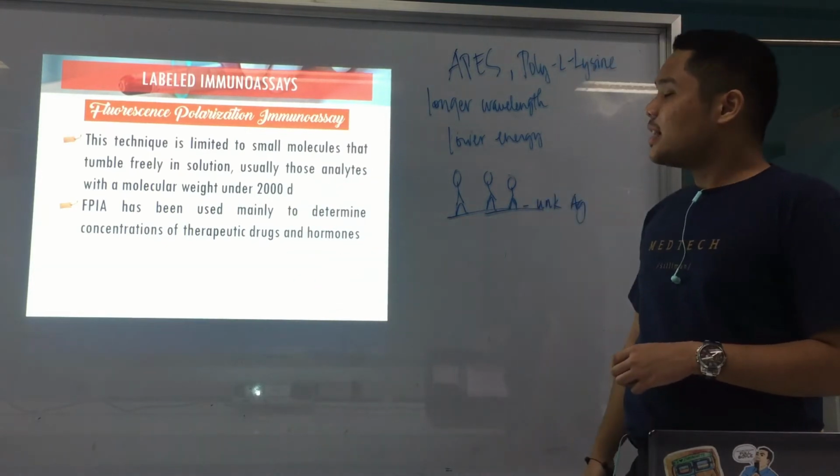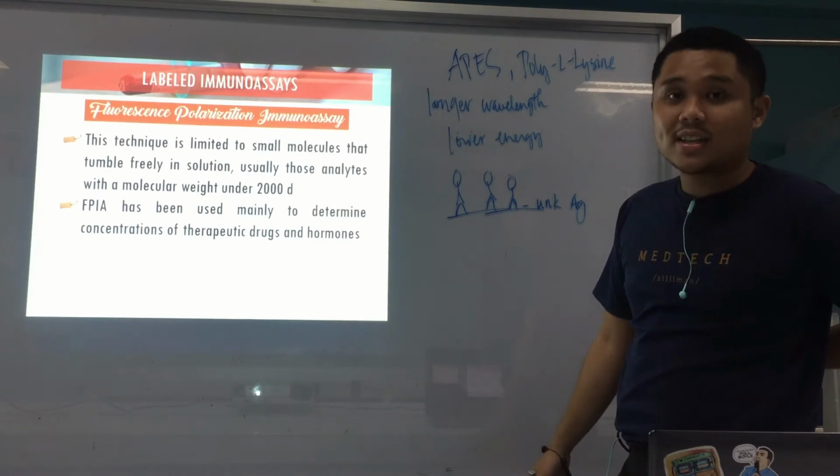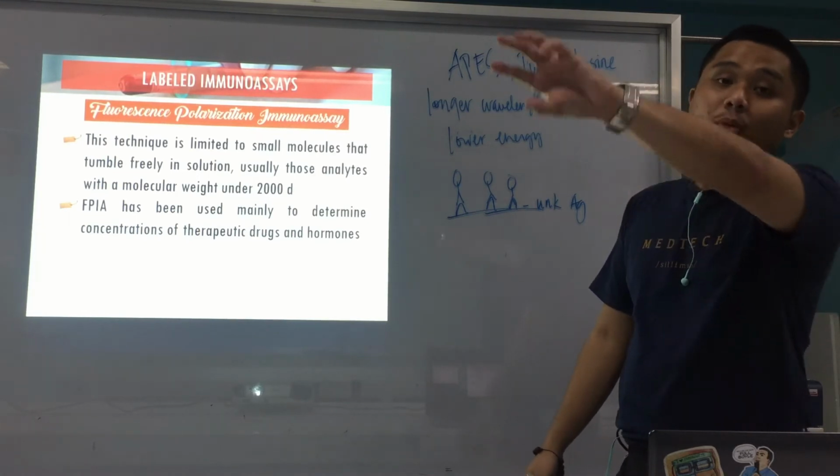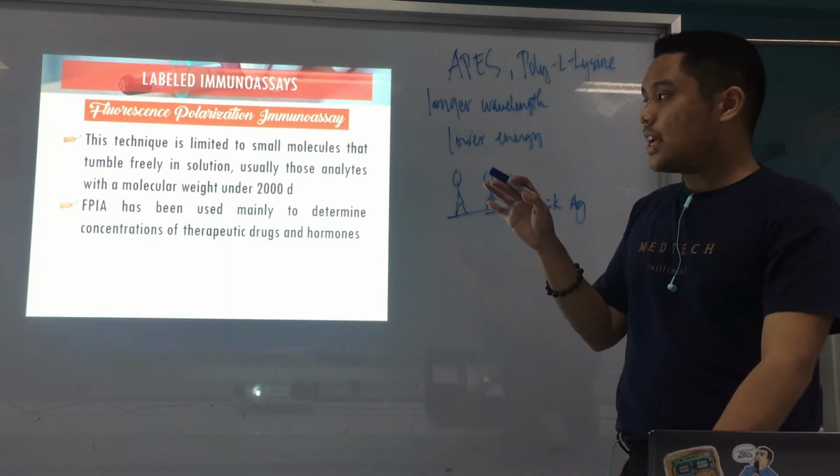And FPIA, it's used mainly to determine concentrations of therapeutic drugs and hormones. So, these are small molecules, therapeutic drugs and hormones. Okay, so what is the procedure?